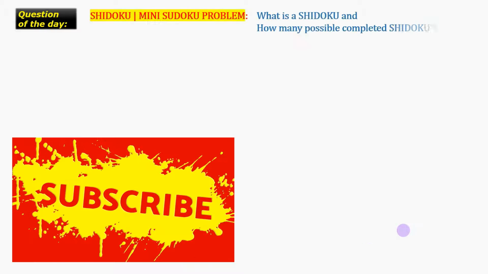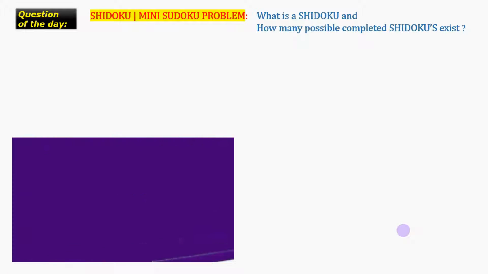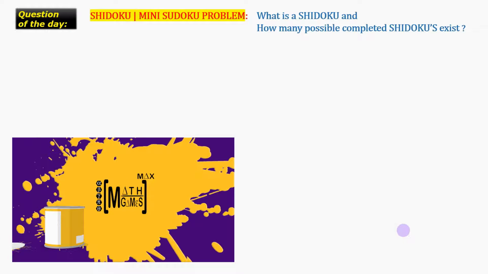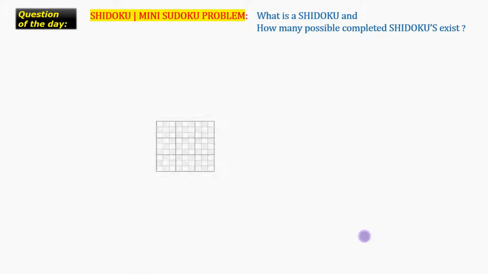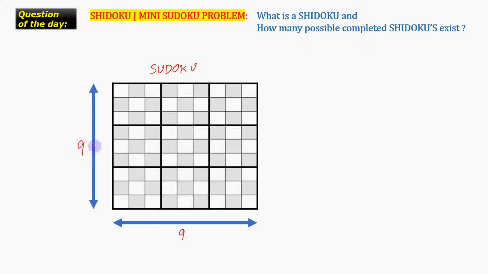The question of the day is, what is a Sudoku, or better called a mini Sudoku? What is a Sudoku and how many possible Sudokus exist? Now all of you know what a Sudoku is. So this is called a Sudoku. You must have seen it in newspapers or somewhere else. And this is of dimensions 9 into 9. That is, there are 9 squares over here and 9 squares over here. So this is of dimensions 9 into 9.